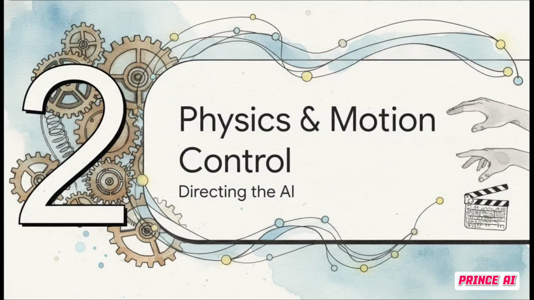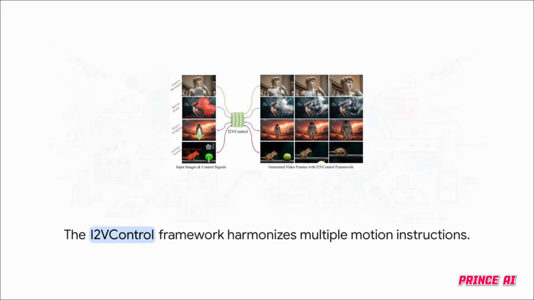Moving right along to Section 2, Physics and Unified Motion Control. Now that we know what's happening under the hood, it's cool to see that AI researchers have finally figured out how to let us manually control these incredible physics engines without causing them to just crash or break their own logic. For a long time, if you tried to tell the AI to zoom the camera while simultaneously dragging a specific object, it would basically have a logical meltdown.